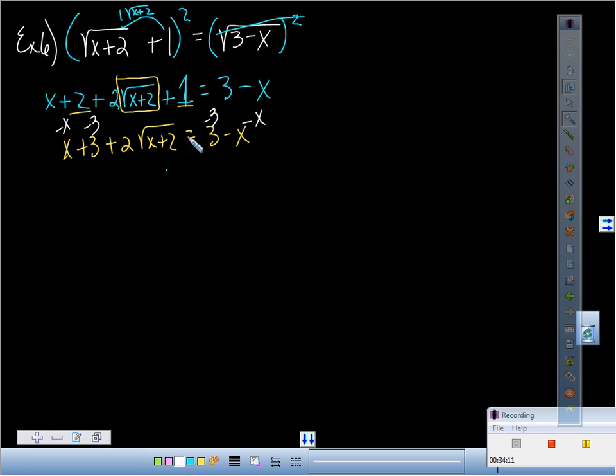Okay, these go away and these go away. What am I left with? 2 times the square root of x plus 2 is equal to 3 minus 3, which is what? 0. See, y'all, if that had been a 3 plus 3 or something, this problem would have been a lot more difficult. Okay, so what's negative x and negative x?